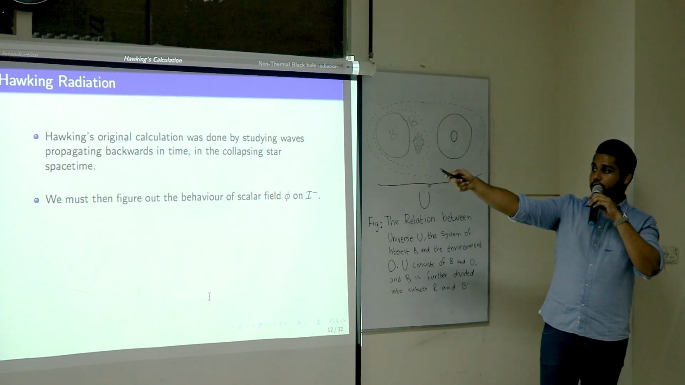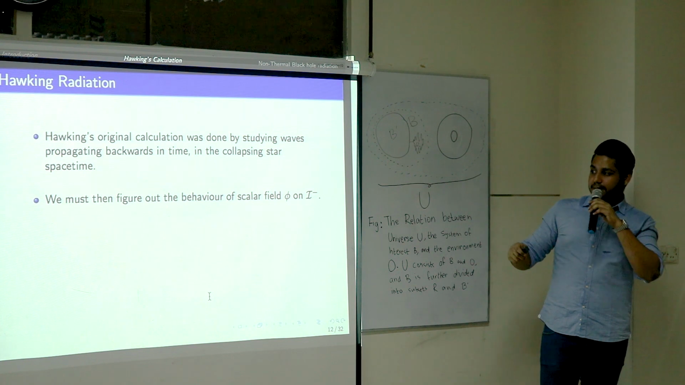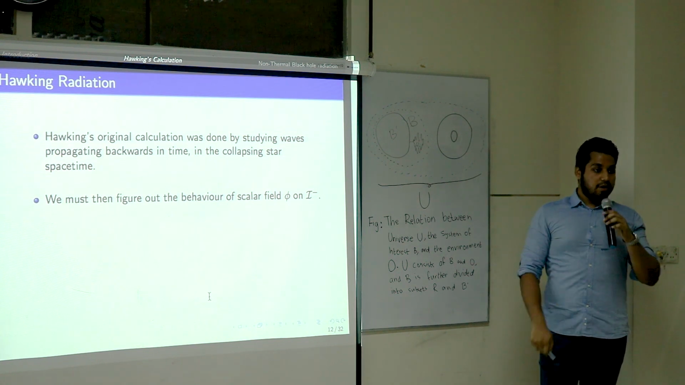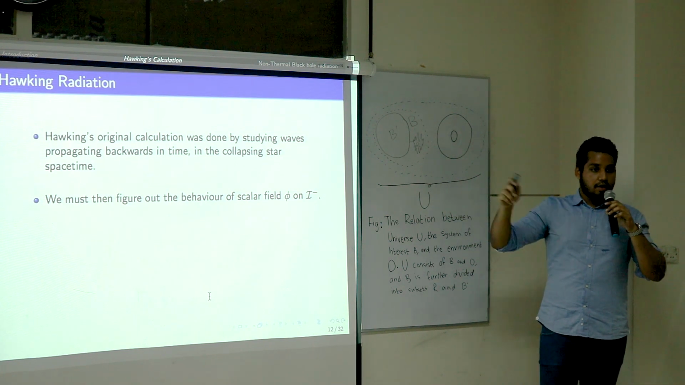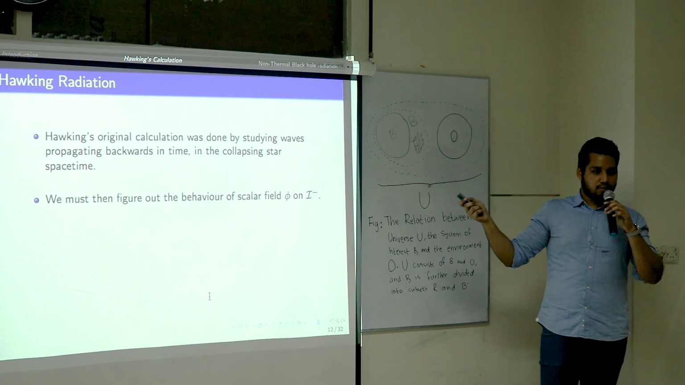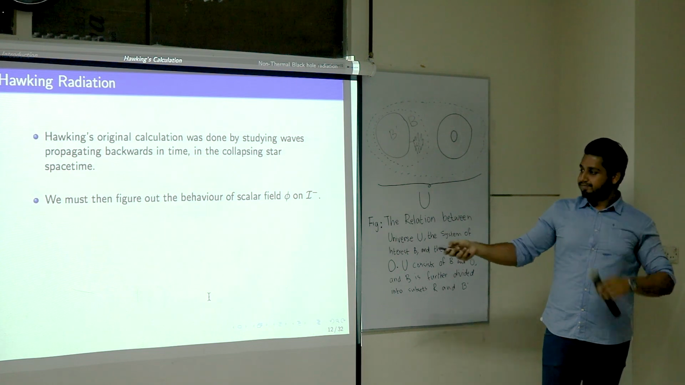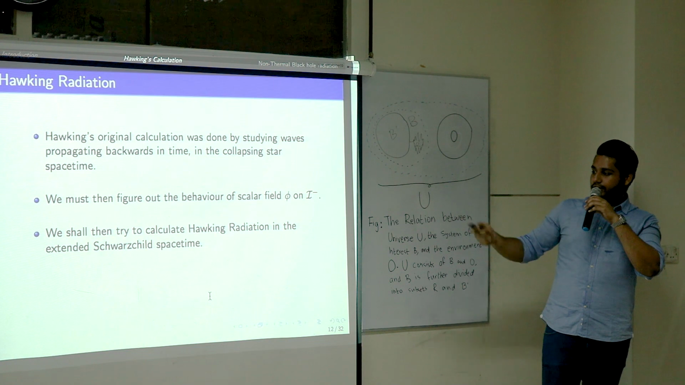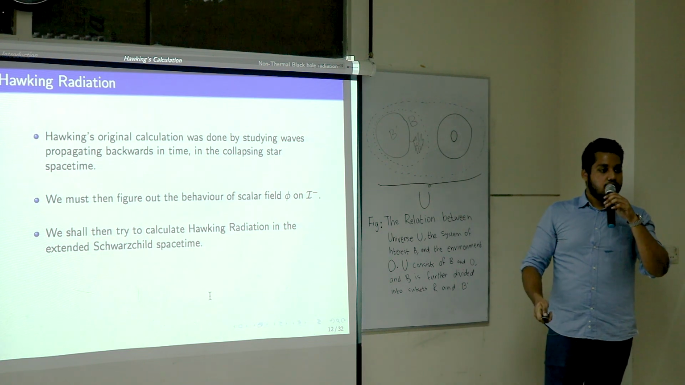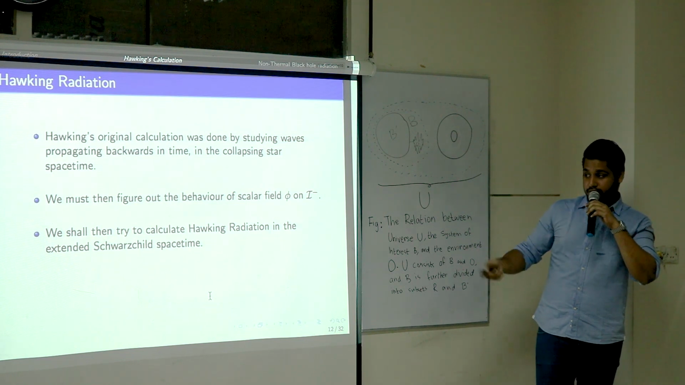As I said before, Hawking's original calculation was done by studying waves propagating backwards in time in the collapsing spacetime. We must then figure out what occurs to the scalar field phi on I minus. We have arbitrarily chosen our frequency to be positive, but on I minus it could be a combination of positive and negative frequencies. We want to see what occurs there. And we want to try to calculate Hawking radiation in the extended Schwarzschild spacetime, so as to get the black body distribution that he got in his original calculation.